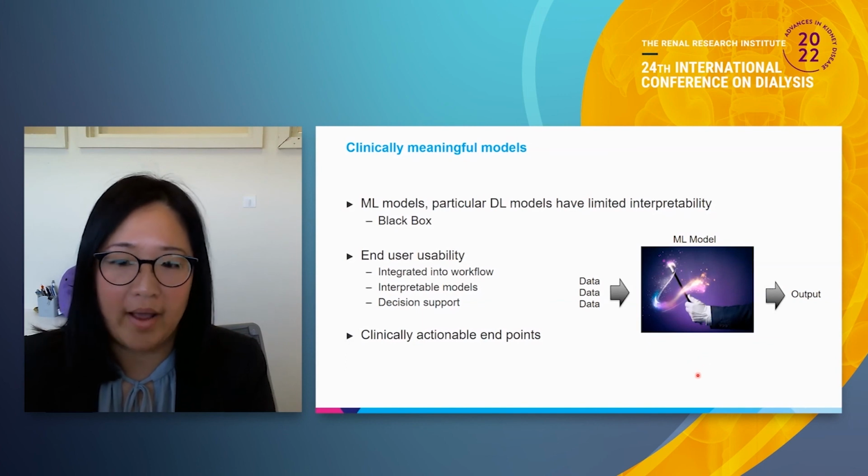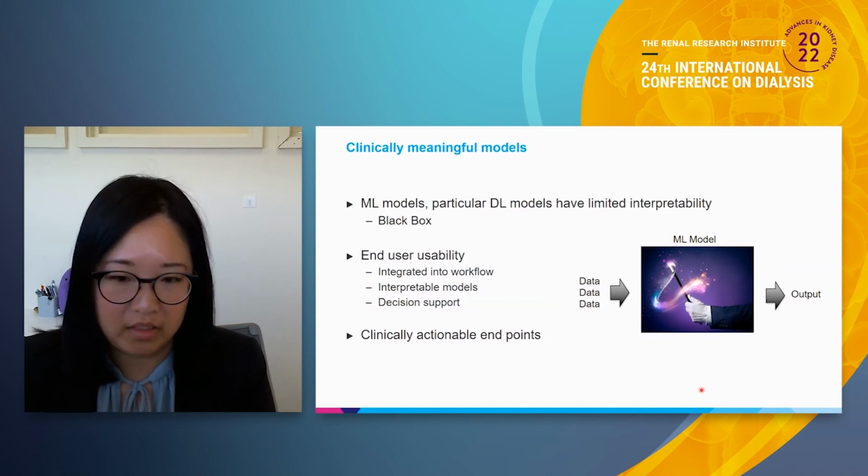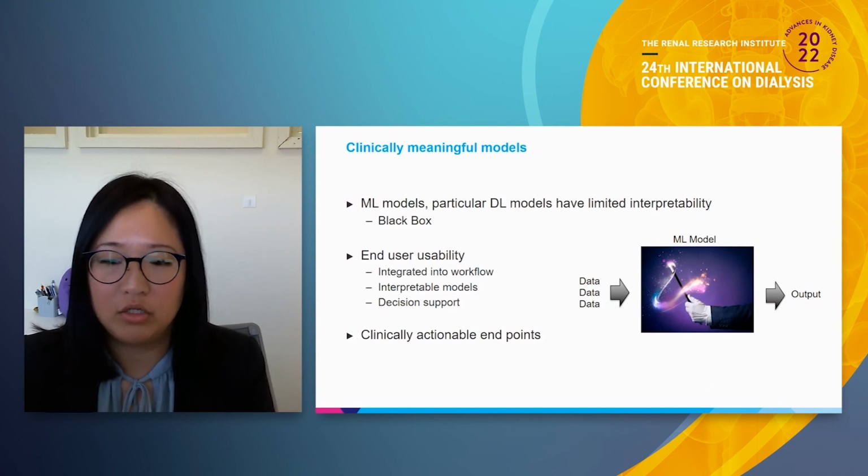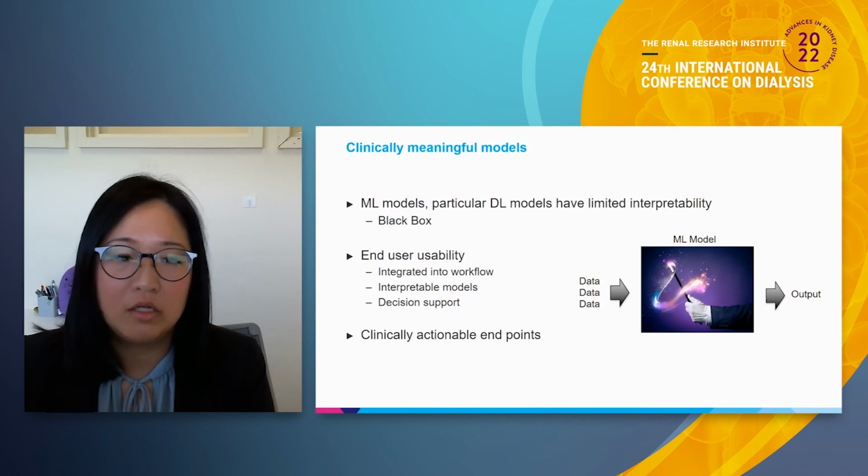Models also have to add to the care of patients and not impede workflow. We already get so many alerts in the EMR that we are at risk for alert fatigue. And lastly, we want to make sure that our models are providing a prediction for an outcome that is going to be actionable. If a model predicts that a patient is going to develop some outcome too late in the disease course, then we're not going to have time to actually intervene and change the course of the disease.